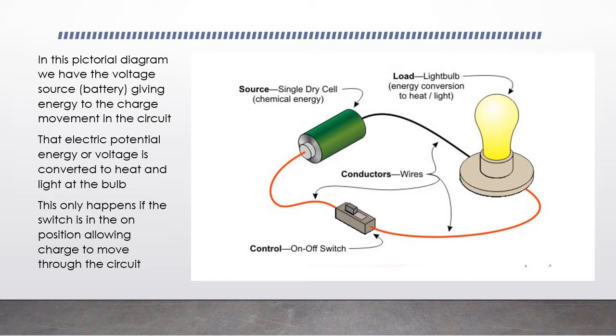And then we have a switch here, which is going to control whether the electrons can actually flow through the circuit or not. So again, the electrical potential energy is provided by the battery. It's converted into heat and light by the light bulb and the wires inside. And we have a switch that regulates whether or not the circuit's actually completed or not.